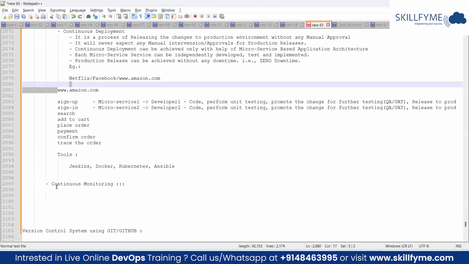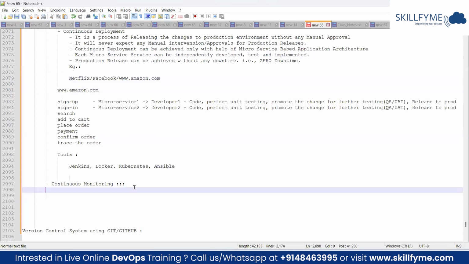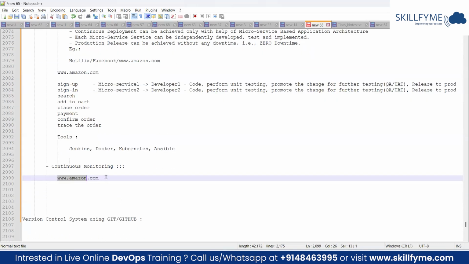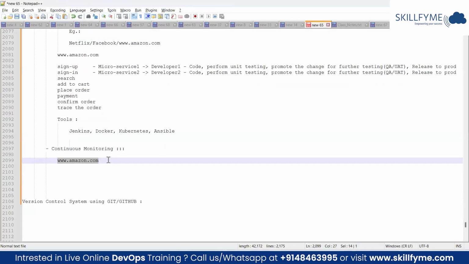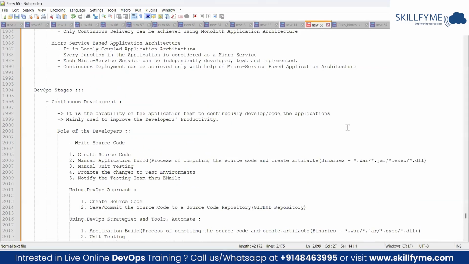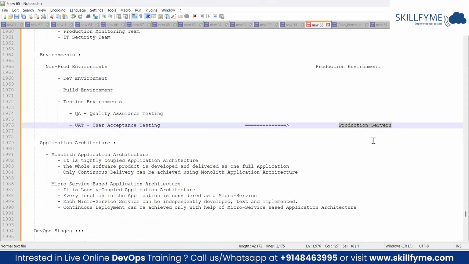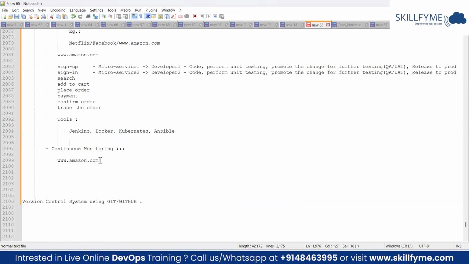For example, consider I have launched this website. Once we launch it, this website should be accessed by all the customers, right? And it should be available 24/7. So it is not just about the application; the infrastructure, that is the production server, which is responsible to run that application, should be available 24/7. If this production server is down, what will happen? We cannot access that application.